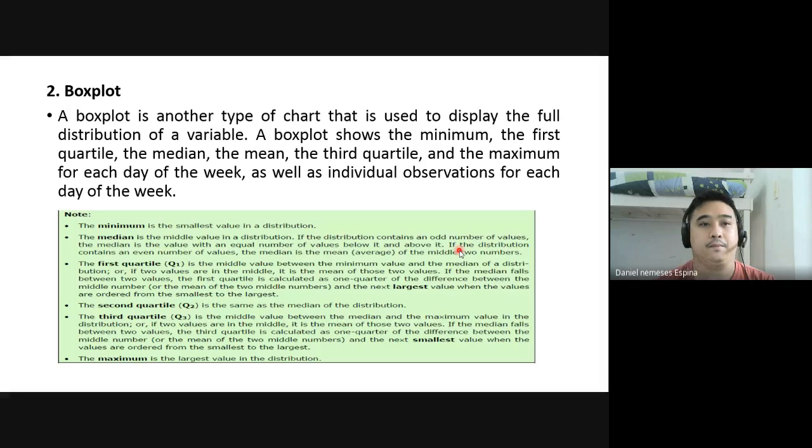Last is the box plot. A box plot is another type of chart that is used to display the full distribution of a variable. A box plot also shows the minimum, the first quartile, the median, the mean, the third quartile, and the maximum sales for each day of the week, as well as individual observations for each day of the week.